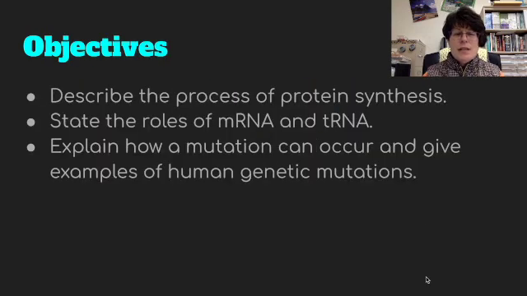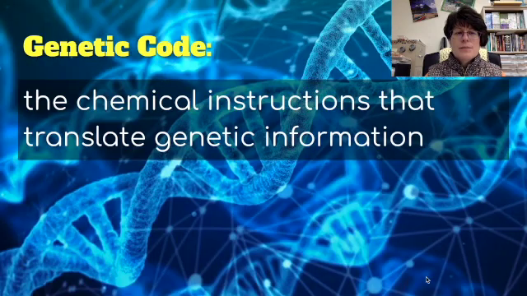So, our objectives today are going to be to describe the process of protein synthesis and state the roles of mRNA and tRNA, and explain how a mutation can occur and give examples of human genetic mutations. So, the genetic code is the chemical instructions that translate genetic information. Remember, it's carried in the DNA, and DNA forms chromosomes.